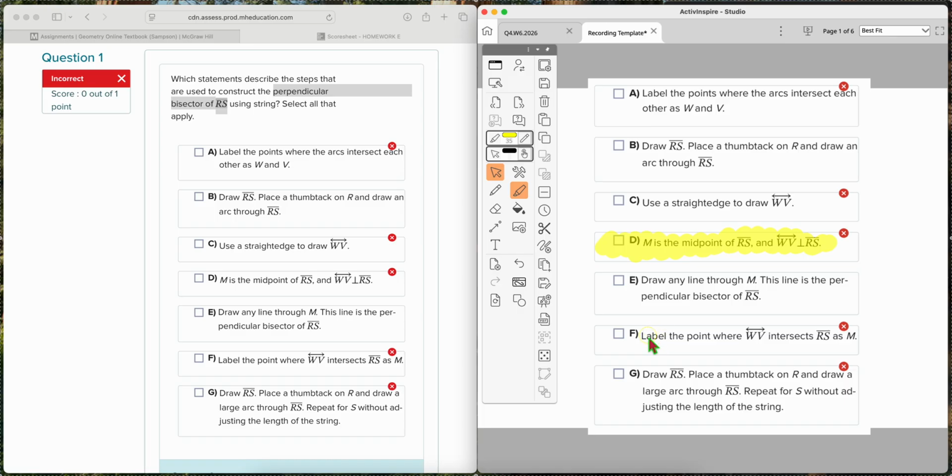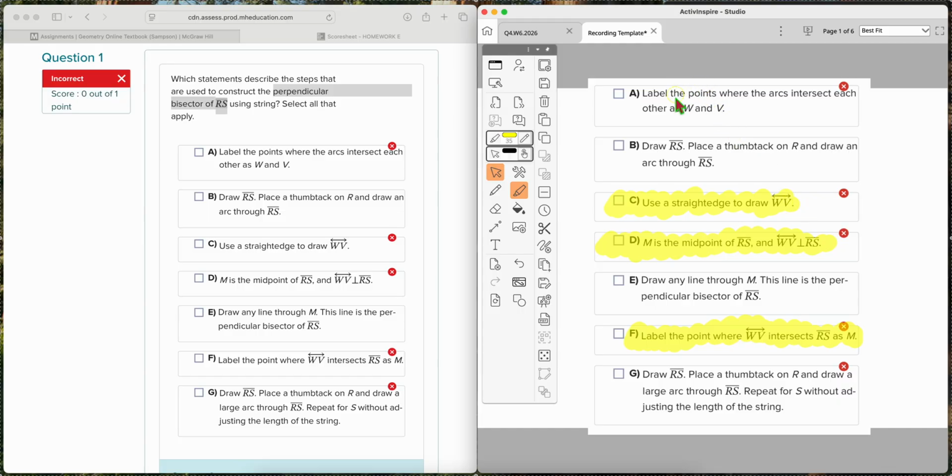This is the only other one that mentions M. Label the point where WV intersects RS as M. Okay, so that sounds right to me. And we started with line segment RS is what they're saying up here. So now I need to figure out where this WV is coming from. So I look at my options, something about WV, here's something, and here is something. Use a straight edge to draw WV is probably coming before this one, so I'm going to highlight that.